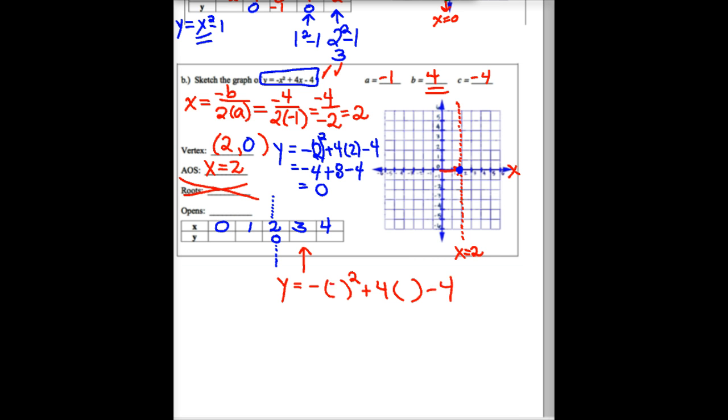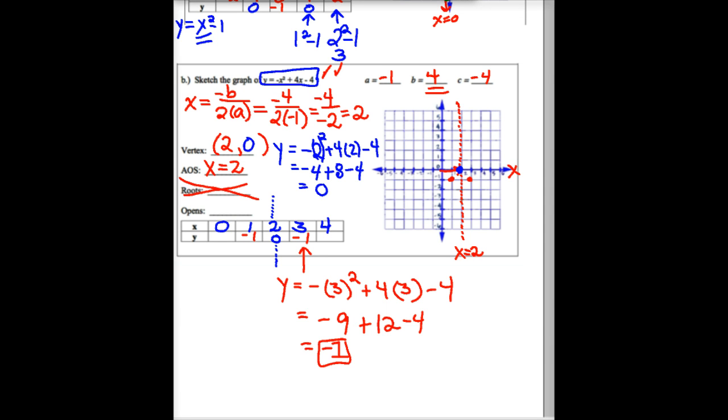But this time I'm putting a 3 in there. So I'd have a negative 3 times 3 is 9 plus 4 times 3 minus 4, which is going to give me a negative 1 if I do that correctly. So what I have is 3, negative 1, and then I get to steal it symmetrically. So I'm going to go plot those. 3, negative 1, and 1, negative 1.